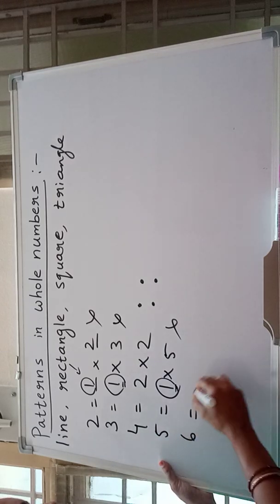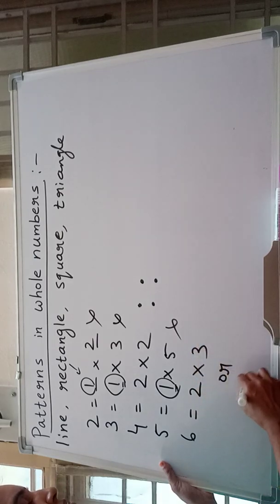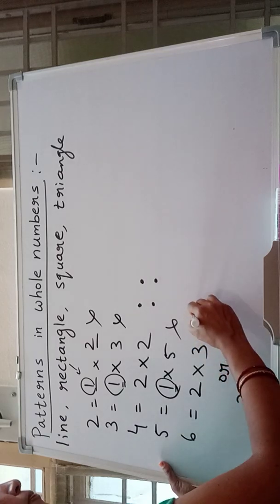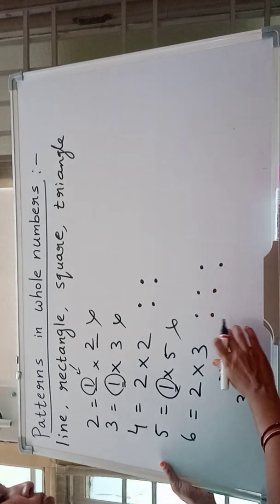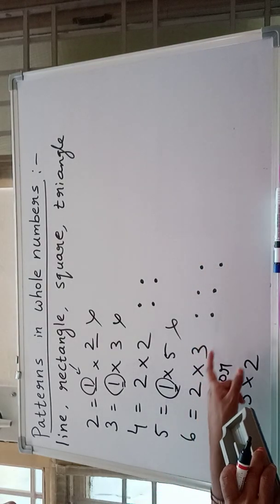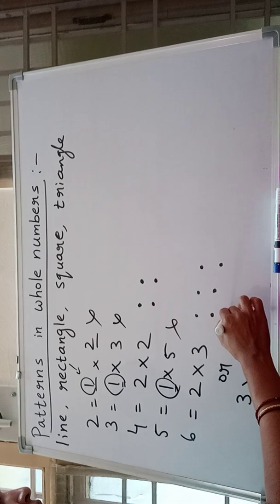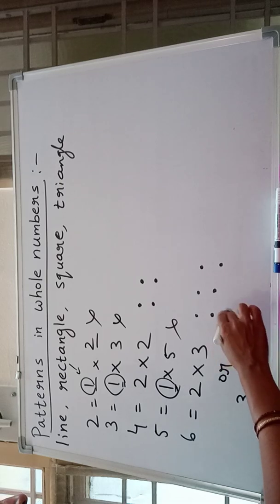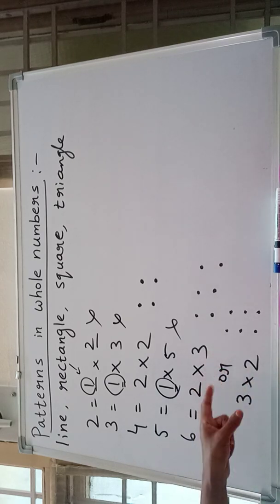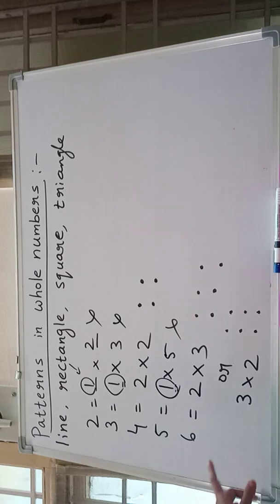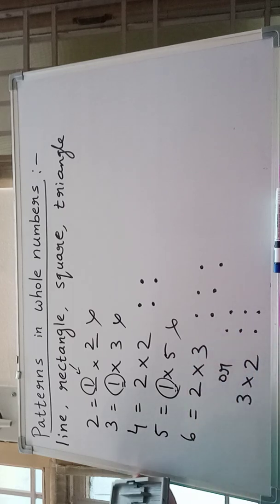With 6 we can express this as 2 into 3, or we can also express it as 3 into 2. Yes, rectangular shape is possible with 6 dots. I have written the product of two numbers, therefore possible. If we can write the number as a product of two numbers without using 1, then those numbers we can express in rectangular shape. We can show those whole numbers with dots in rectangular shape.